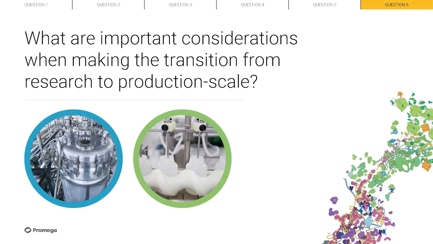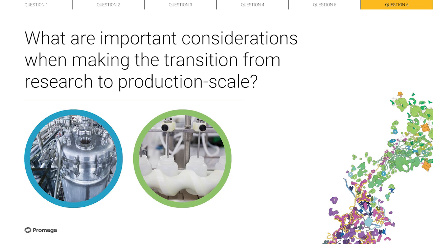Finally, when scaling up from research to production, what are the key considerations you have to keep in mind? When scaling up, transitioning from research scale to production scale manufacturing of mRNA therapeutics, it really requires careful attention to scalability, consistency, and regulatory compliance. This includes things like process optimization, ensuring equipment suitability, and maintaining batch to batch consistency.